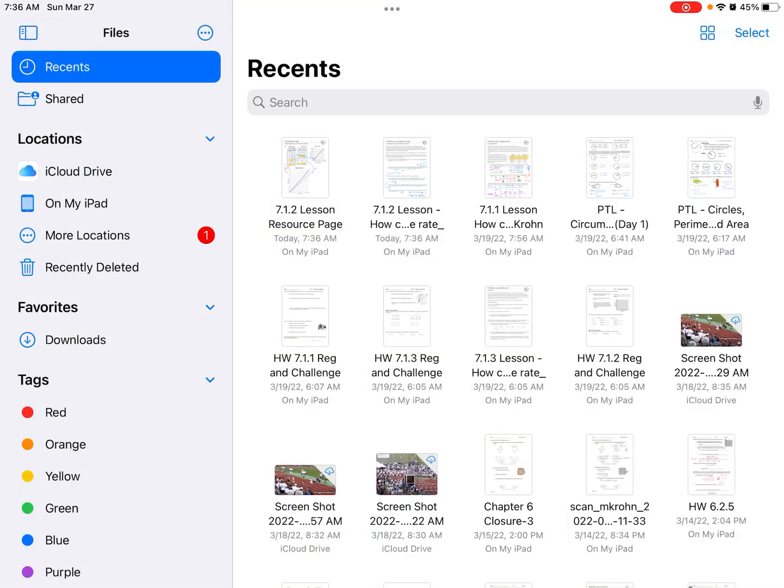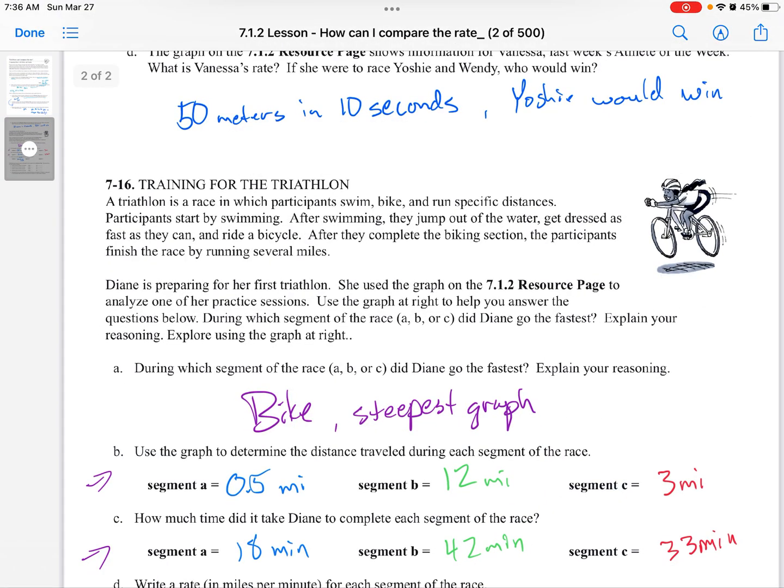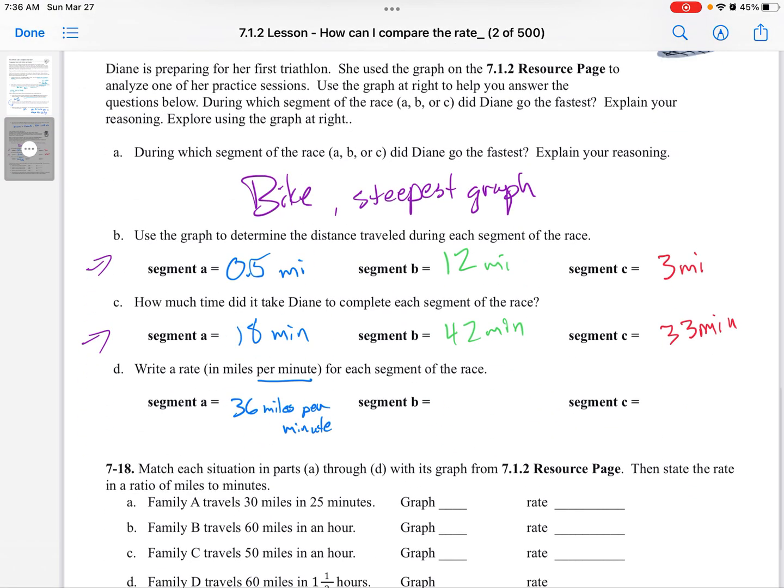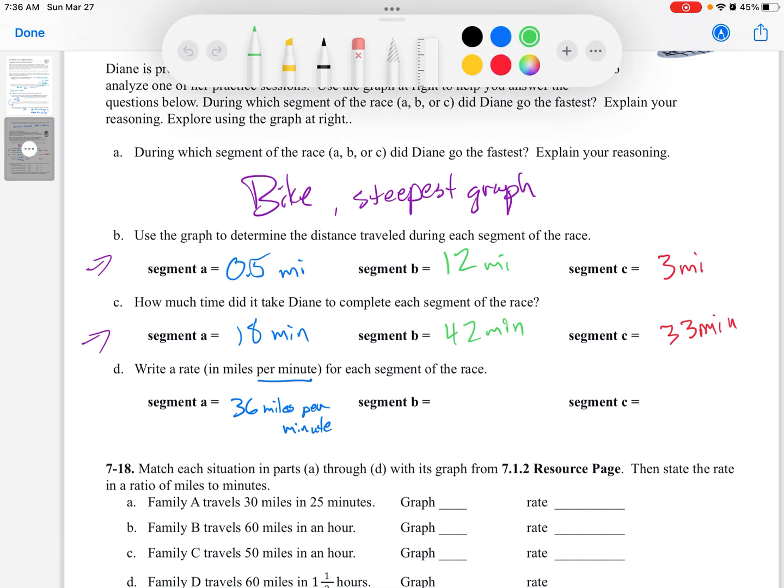Oh, that's because I calculated this one wrong. That's not 36 miles per minute. That's 36 minutes per mile. I was like, wow, that is flying. There we go. Let's get that right.